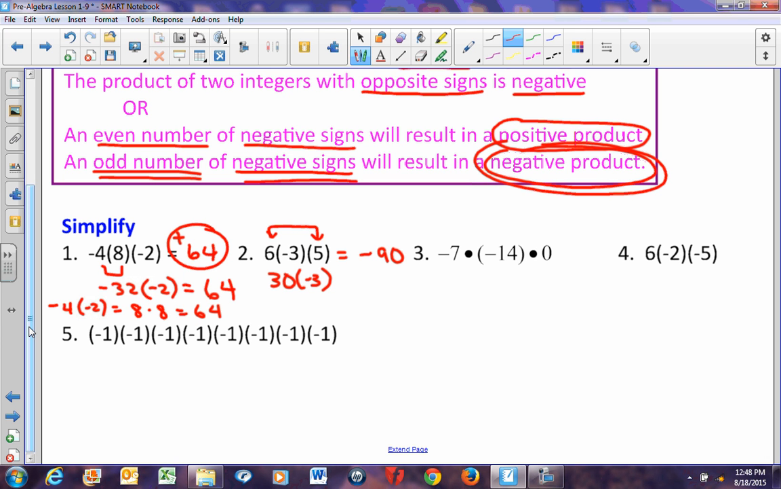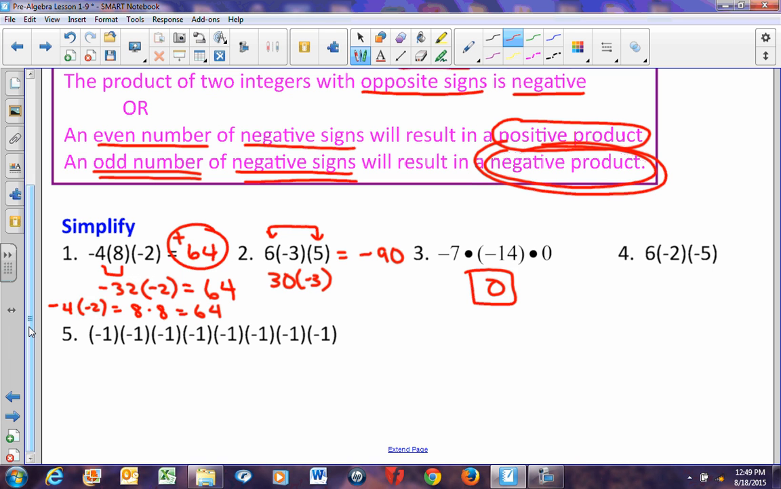Okay, multiplication order doesn't matter. Number 3, you look at it and say, oh, I have 2 negative signs, my answer is going to be positive. And then I look and see I have 0, and anything times 0 is 0, and 0 is neither positive nor negative, so my answer is 0. We like 0, it's easy.